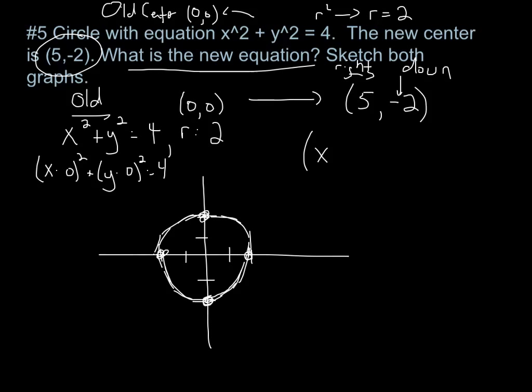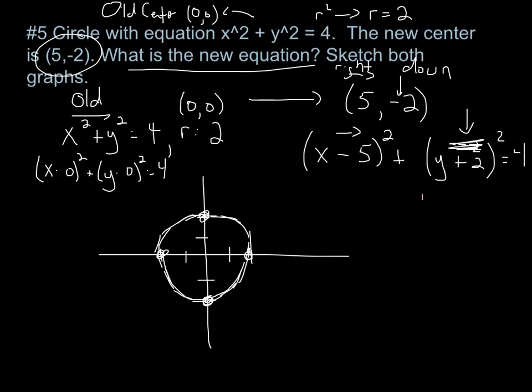Since it goes right, it's actually x minus 5 squared. Remember how the right is kind of backwards? Plus, instead of y minus 0, since it goes down, it's y minus negative 2, which is really just plus 2 squared. Since it's on the inside of parentheses, it's kind of backwards. Even though it shifts down, we put plus 2. Equals, the radius hasn't changed.